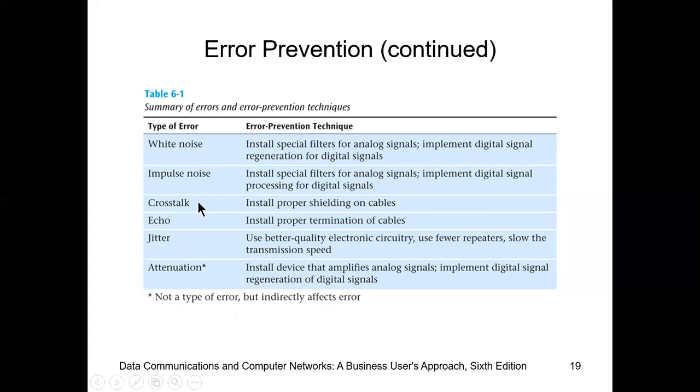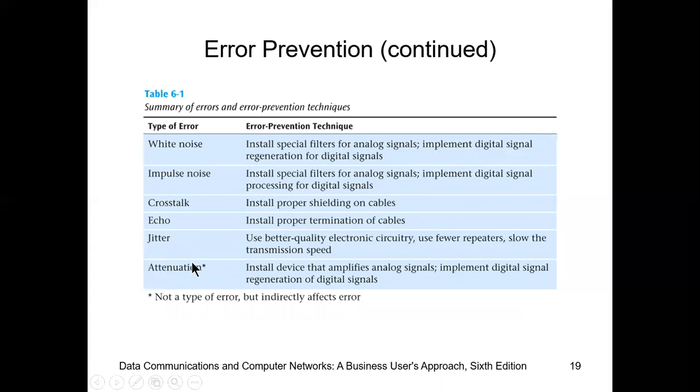But for echo, you must install proper termination of cables, right? Like for example, in the bus structure or the bus topology, where there's a coaxial cable that is used as the main medium of sharing data, you put terminators, the things that will be discharging extra signals that you don't want, which will reverberate or come back as echoes. So you drop them down, drain them down.